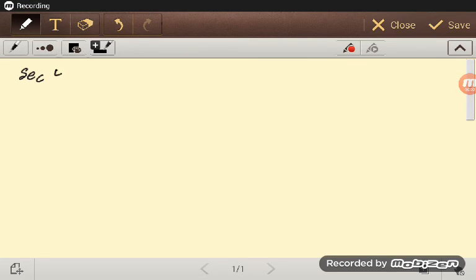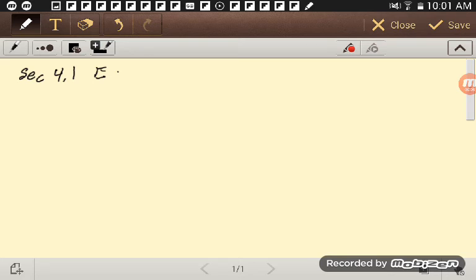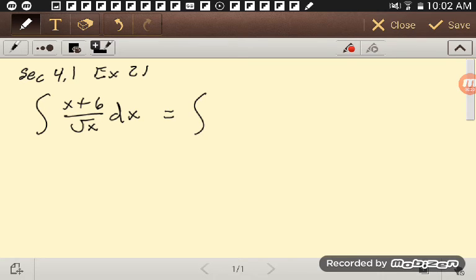Here is section 4.1, exercise 21. And here we would like the antiderivative of (x + 6) over the square root of x dx. Well, here's a case where I should rewrite it first. So I need to do this integral of x over the square root of x dx plus 6 times the integral or antiderivative of 1 over the square root of x dx, like that.